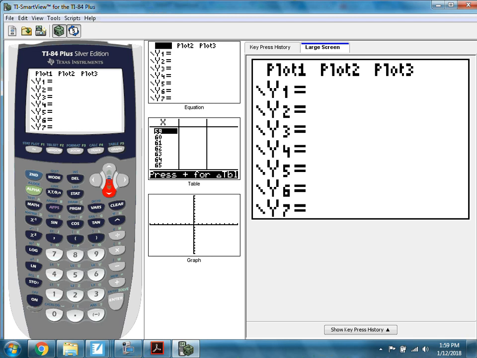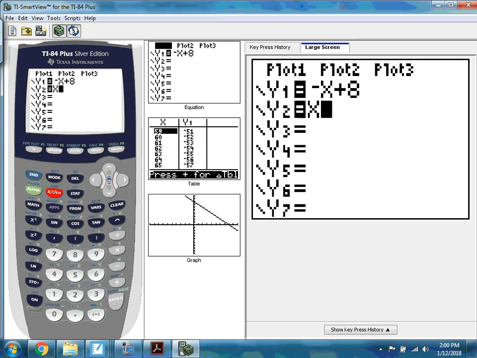The first one I'm going to graph is negative x plus 8. When you graph negative x, you have to press the negative button, which is below the 3, not the minus button. If you press the minus button, you're going to get an error. So negative x plus 8. You can put this in y1 or y2, it doesn't matter. The order of the equations doesn't matter. Now the second one is x minus 2. I'm using the x button, which is to the right of the green alpha key. So x minus 2.